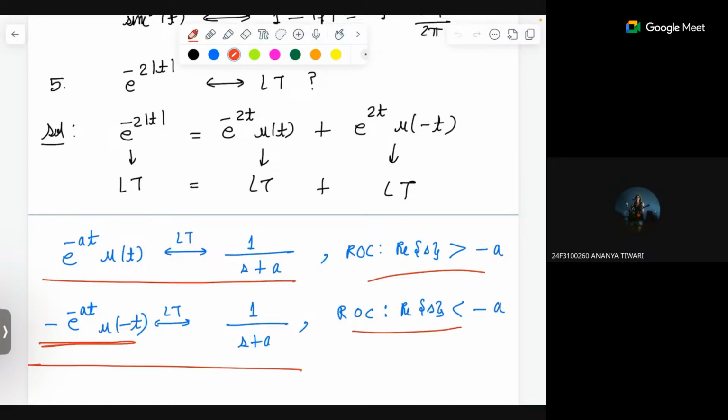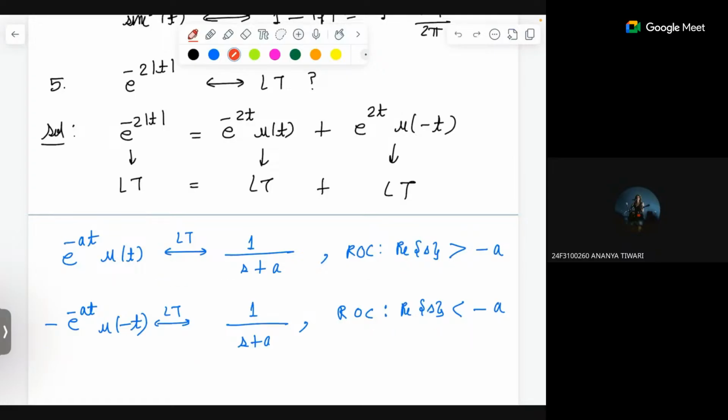So we will get minus 4 divided by s square minus 4. Minus 4 divided by s square minus 4. Yes, that is correct. And ROC? For the first one, it would be greater than, no, no, minus. No, tell me the combined ROC. Minus 4 to 4. Yes, that's correct.